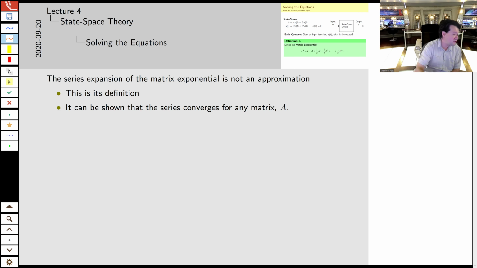And, of course, it can be shown that this series converges for any matrix A, because those factorial terms get very large, and so those quickly overpower any power of the matrix A. So those terms become very small, and the series converges for any matrix.